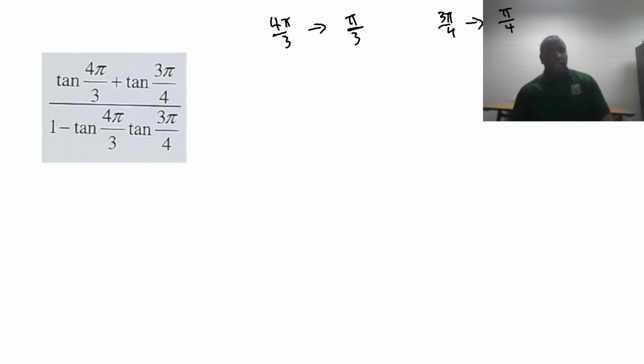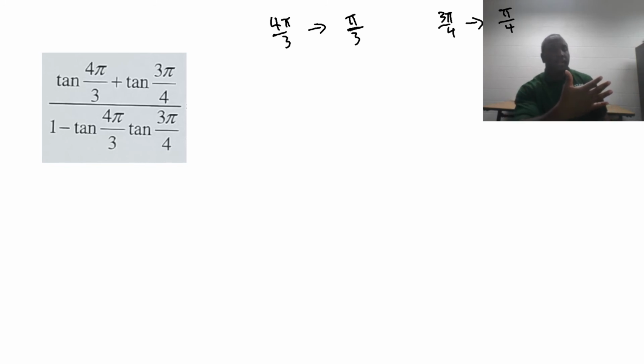Okay, so for 4 pi over 3, remember how the fingers go. For 4 pi over 3, we're saying that it's going to have a reference angle of pi over 3. And for 3 pi over 4, it's going to have a reference angle of pi over 4. So the denominators are the same in the reference angles, and the reference angles go back to those special angles we're using in the first quadrant. So for 4 pi over 3, again, we're using pi over 3.